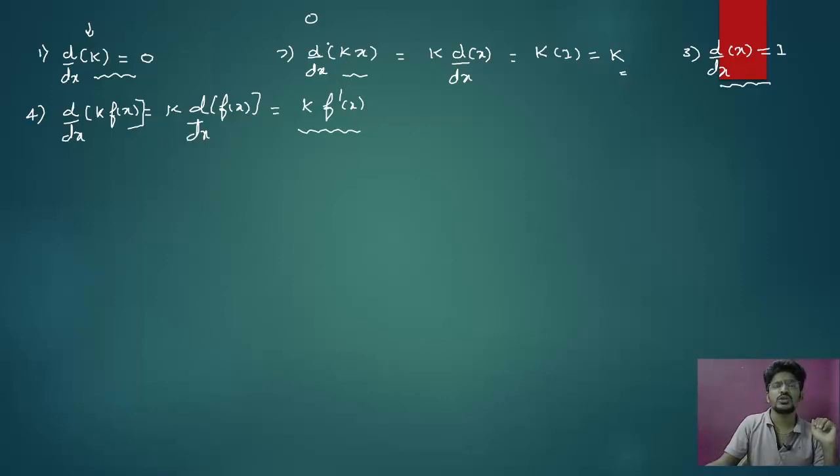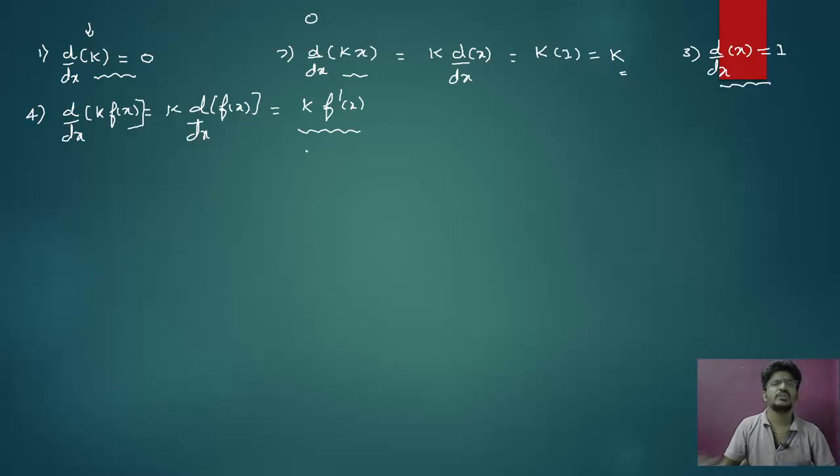So k you have to put outside and you have to differentiate x. It will be k into 1, therefore k, because differentiation of x is 1. In the same way, differentiation of k into f of x: take this k outside and differentiate f of x. That will be k into f dash of x. Are you getting my point?